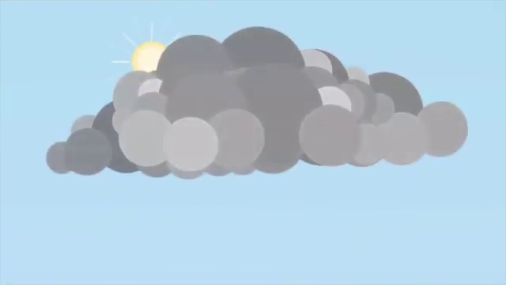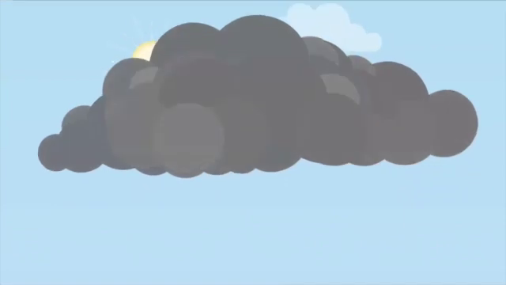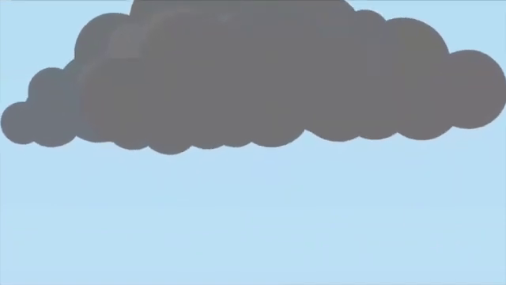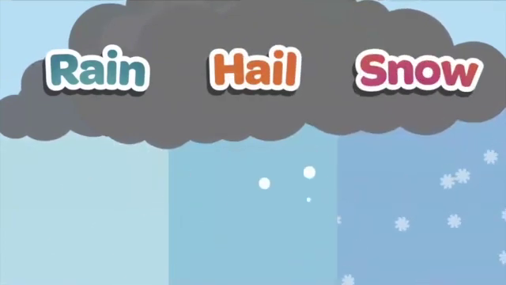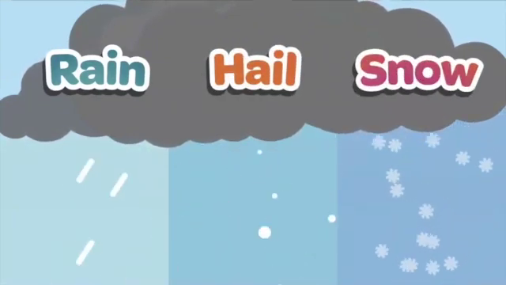As these droplets of water join together to become bigger drops, they become too heavy to stay in the air and fall back down to Earth as rain, hail, or snow. This is known as precipitation.